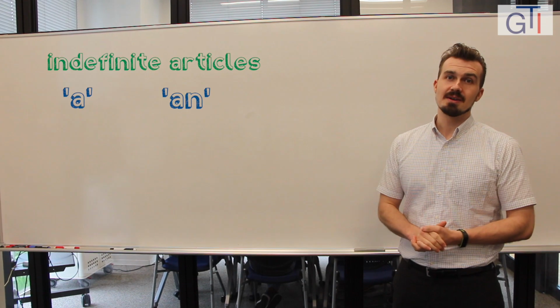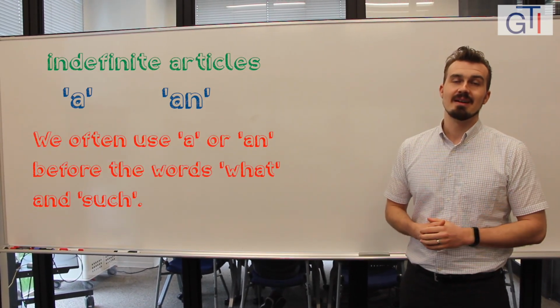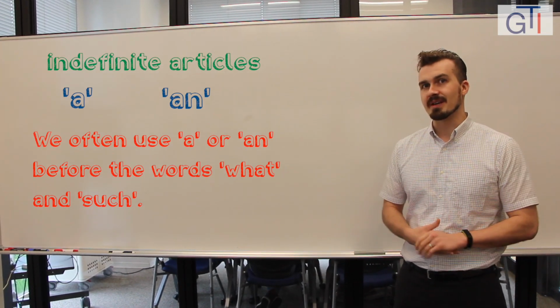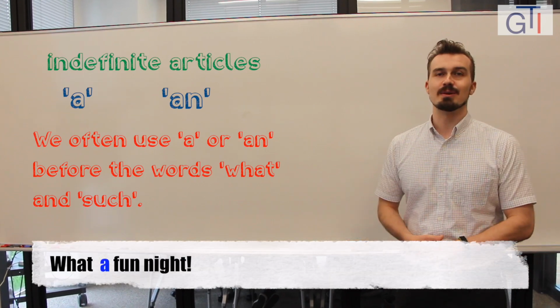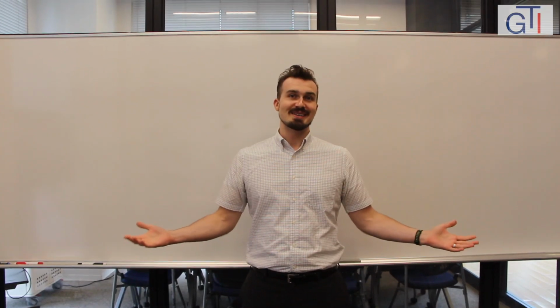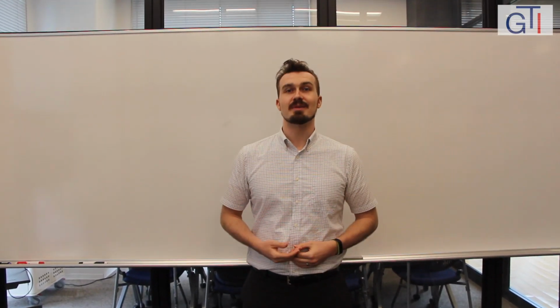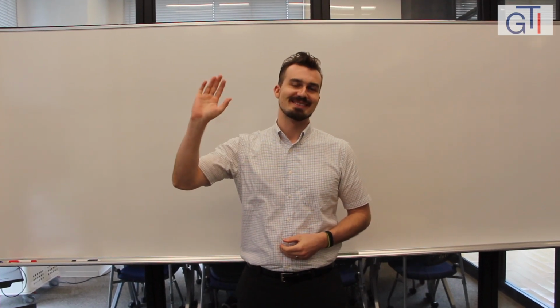"A" and "an" are also used before the words "what" and "such." For example, after having a great night out with your friends, you might say something like, what a fun night! Or, that was such a fun night! Well, that does it for this episode and this segment on articles. I hope that you found it useful, and we'll see you next time on Andrew Intervenes.